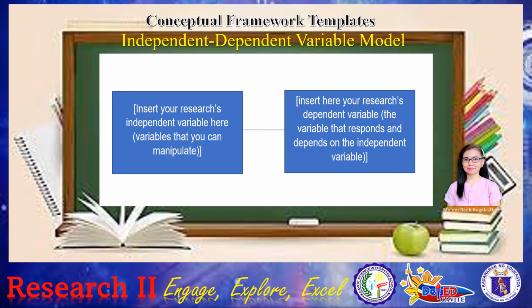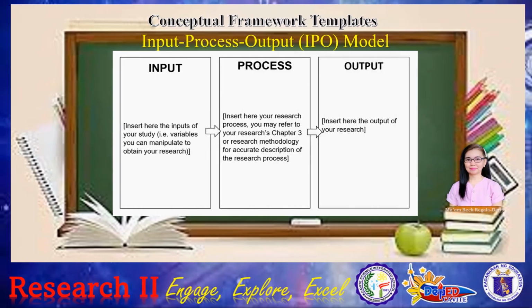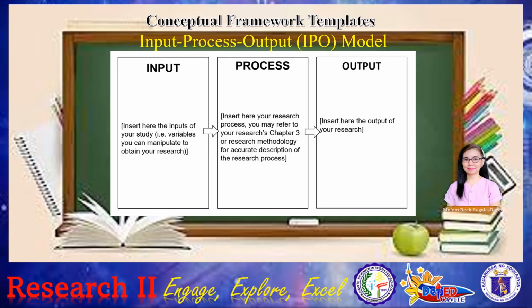Next, we have the input process output or the IPO model. So ayan na, you will just insert. Dito sa input, ay nakalagay na rin kung anong insert nyo, variables that you can manipulate, yung binabago. And then process, so yung procedure, and the output of your research or the outcome and result. So you may also add color to the boxes, sa arrow din. So basta yan ang kabuuan niyang itsura.